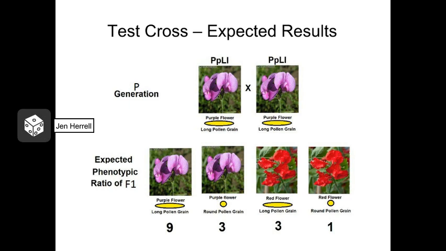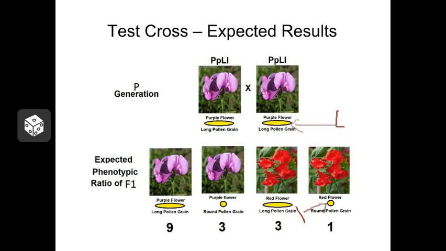As an example, let's say that we take two pea plants, both of whom are heterozygous for the P and L traits, and we breed them together and we look at the F1 offspring. Now in this example, the P's represent flower color. So big P represents purple flowers, while little p's represent red flowers. The L's represent the shape of the pollen grain. So in pea plants, there are long pollen grains and there are short pollen grains. Big L represents long, little l represents the short pollen grain.